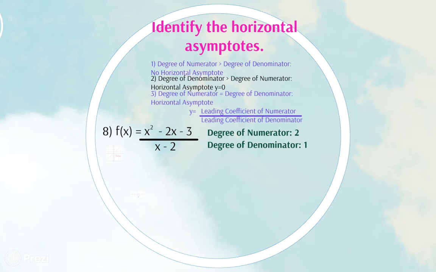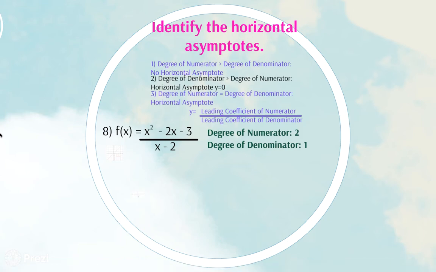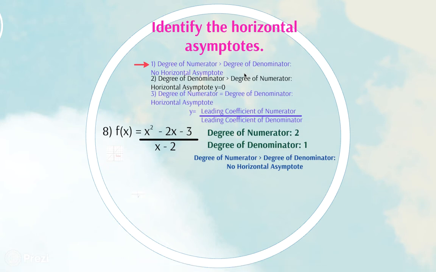So since the degree of the numerator is larger than the degree of my denominator, what that means is there will be no horizontal asymptote, which is sad. Okay, we're following this first rule. The degree of the numerator is larger than the degree of the denominator, there's none. Which is sad, I know, right? We wanted it to have a horizontal asymptote.